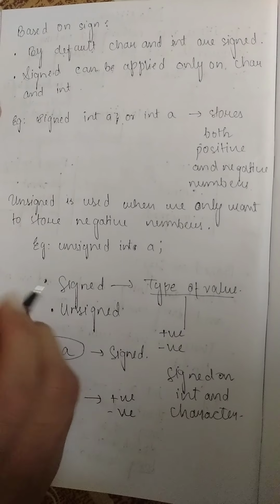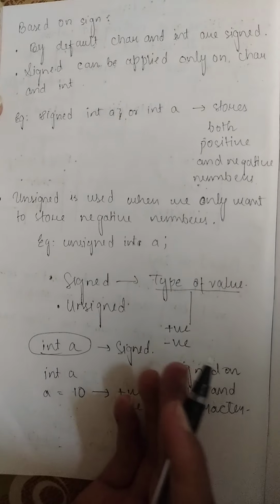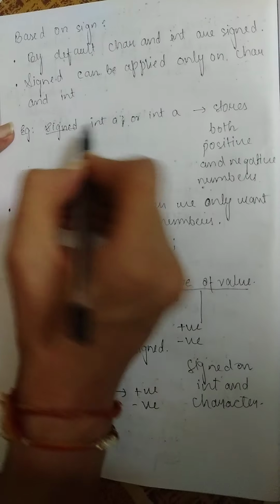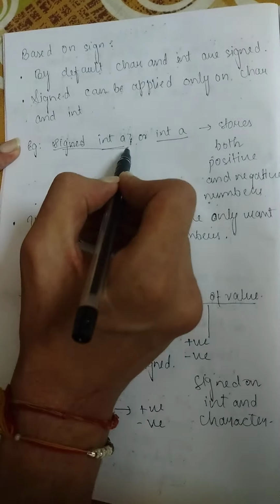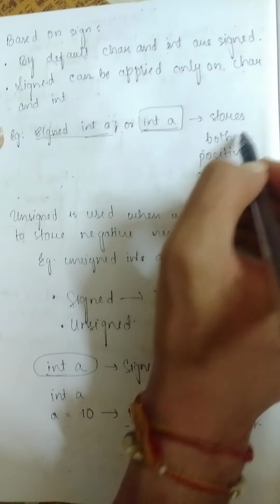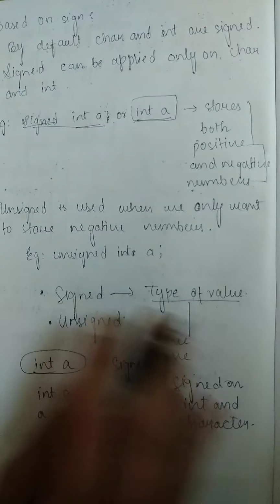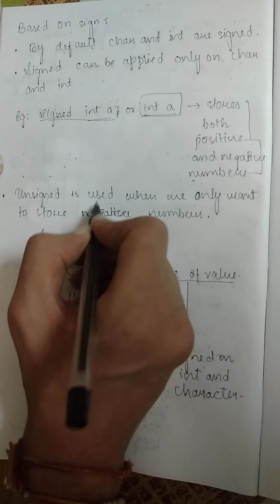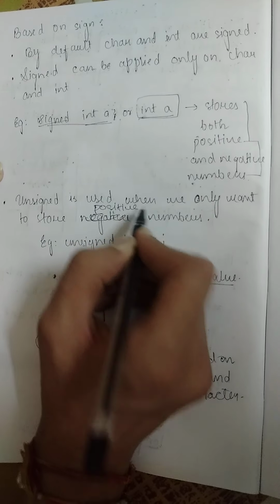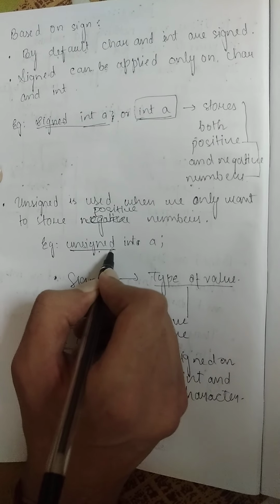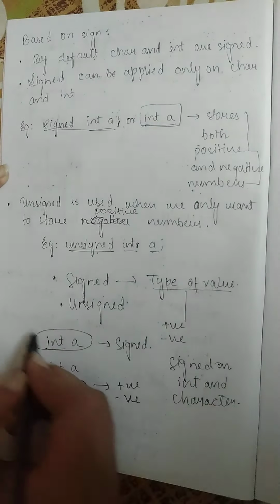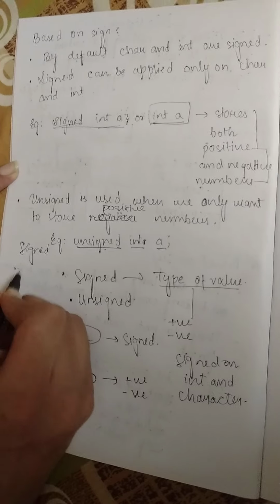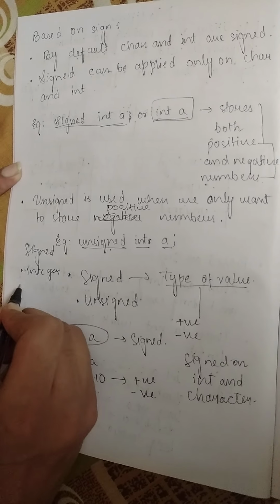Coming to the unsigned part, we won't be considering the sign, we'll only be storing positive numbers. In the signed example you saw, if you write signed int a or int a, it means the same thing. It is storing both positive and negative numbers. Similarly, unsigned is only used for storing positive numbers. When you want to store only positive numbers, you will use this modifier, which is unsigned int a. And as I told you, these two concepts of signed and unsigned can only be applied on two data types, which are integer and character.